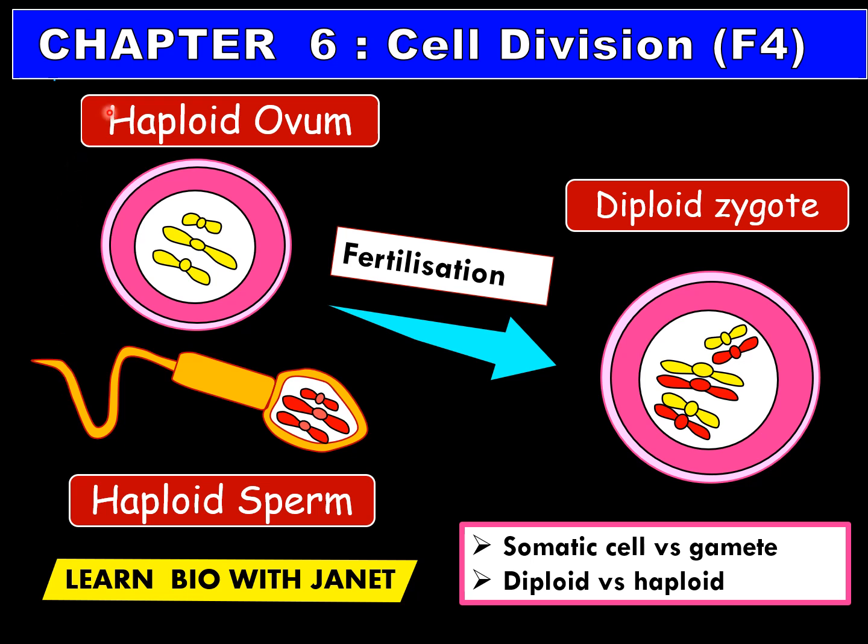Today we will start chapter 6 and talk about cell division, and this topic is for the 4th formers. Now chapter 5 will be also covered in due time, the chapter on enzymes. So today we're going to learn some important terms such as somatic cell, gamete, diploid and haploid. Alright, so let's start now.